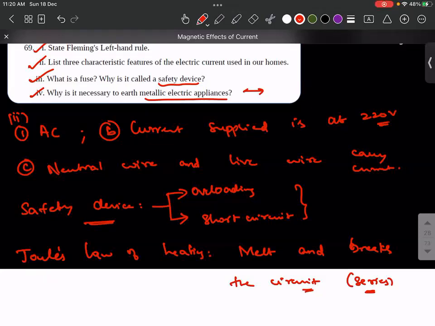So why is it used? What are the two keywords that you're going to write? One is to prevent shock, and the second is saving electrical appliances from burning. So these are the two keywords that they will expect. Everything is there in NCERT. Purely go with your NCERT for this part.